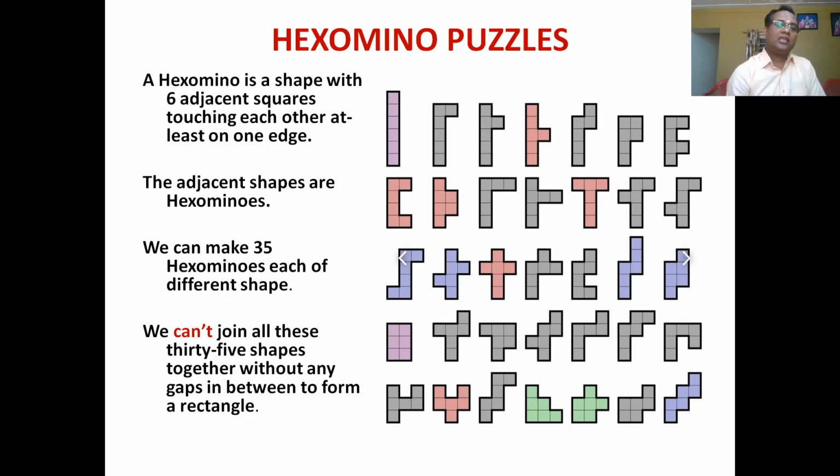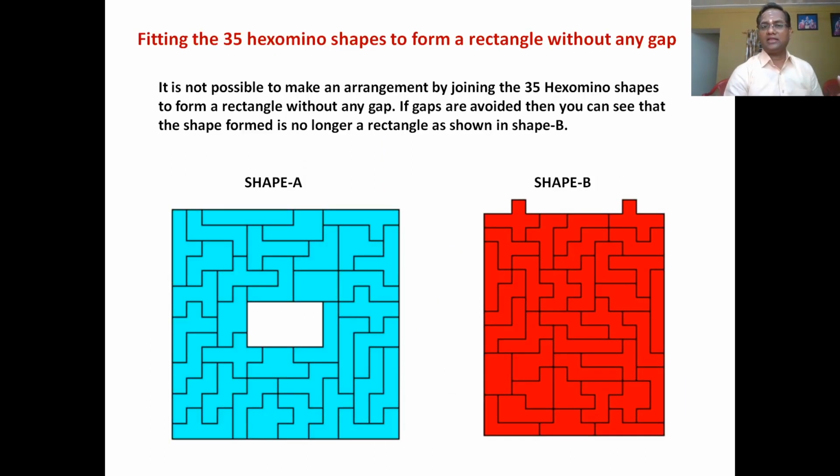But here, if you try and arrange them to make a compact rectangle, children, it is not possible. Okay, so we can't join all these 35 shapes together and make a compact rectangle without any gaps. What can we make then? At the most, if you try, you will find there will be some gap left in between, or some protrusions will be found, but it will not form a rectangle.